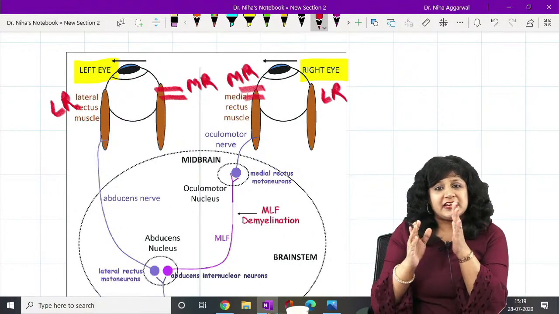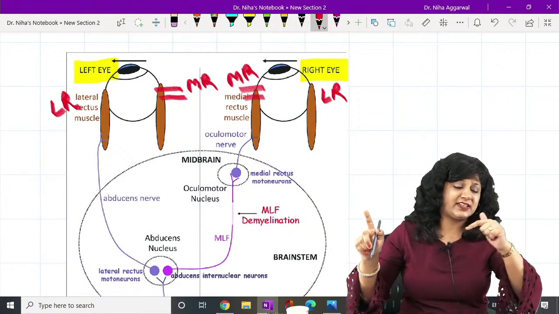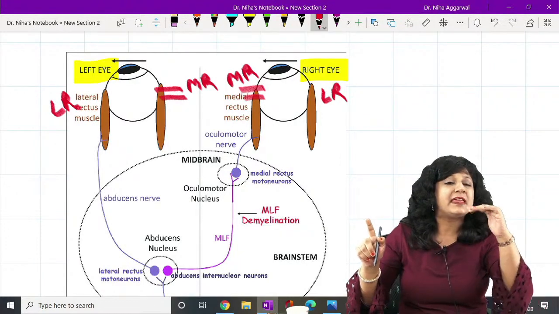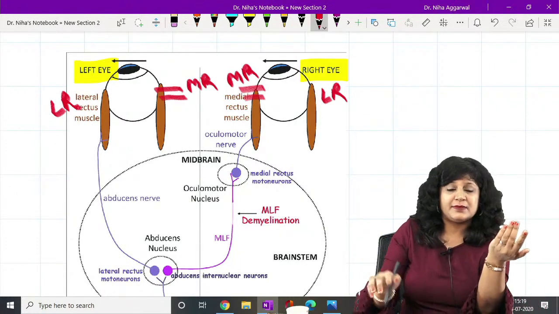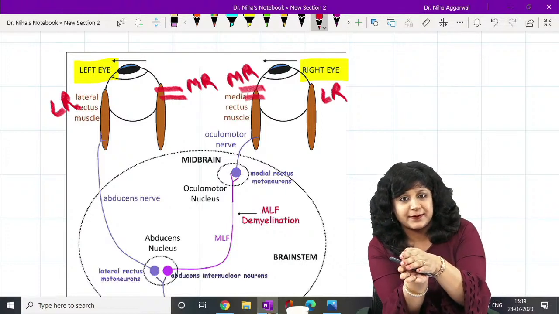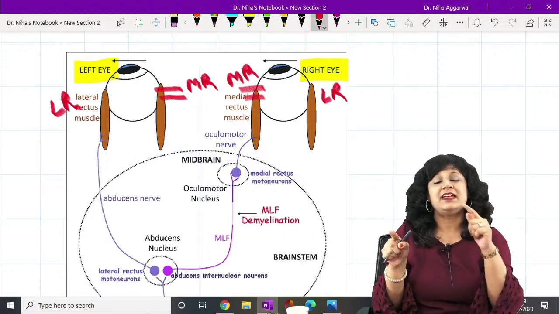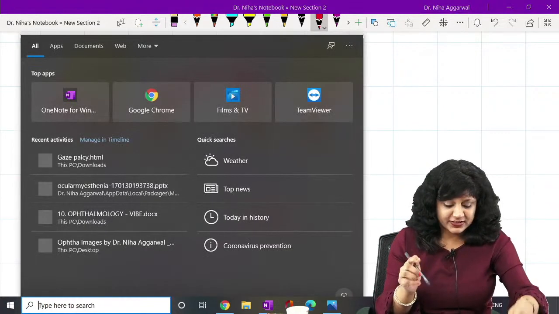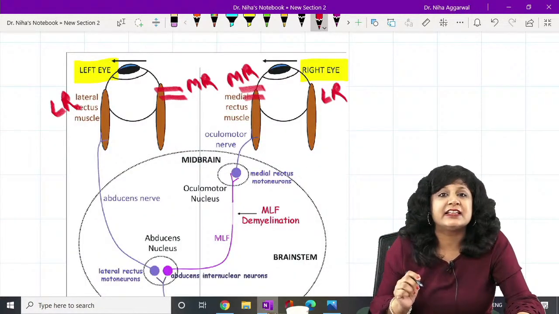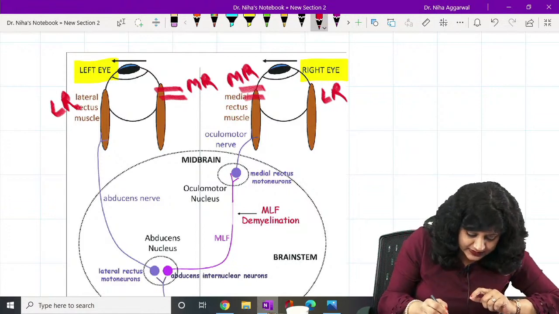Now one thing is very important: the lateral rectus of one eye is connected with the medial rectus of the other eye. Similarly, the lateral rectus of this eye will be connected to the medial rectus of this eye. So it is not the same side. It is this way round. So how is it possible? Let's try to start.